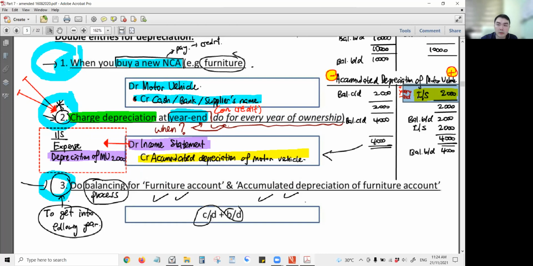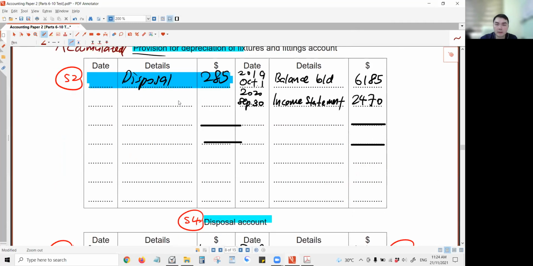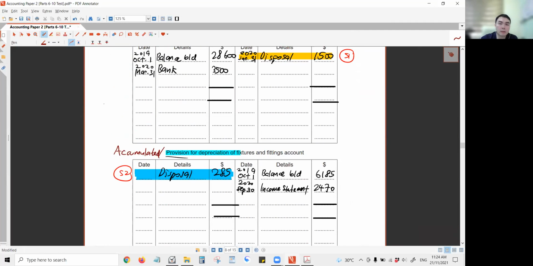Yeah, income statement, right, on the credit side. Then it will immediately appear in the income statement. 2470 will appear here. It's an expense. Okay, now let's balance it. Balance it, then we see the mark scheme.